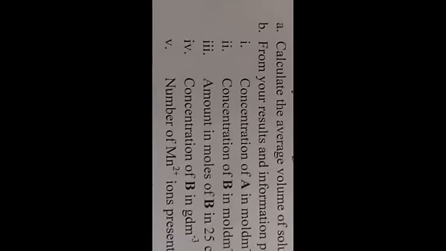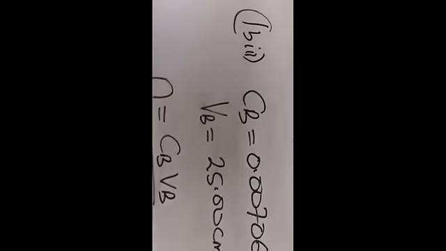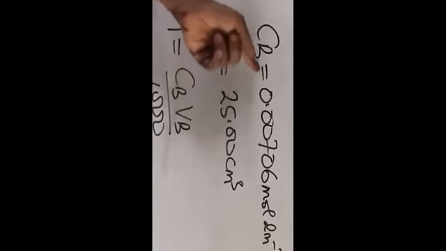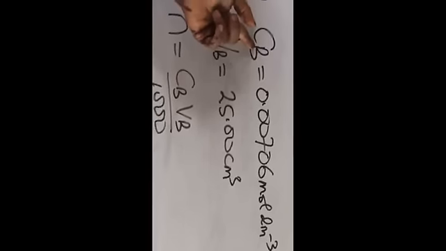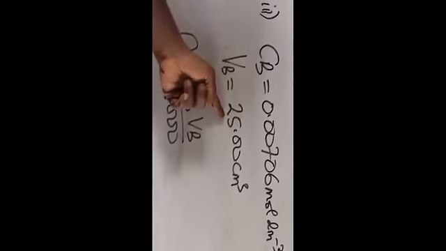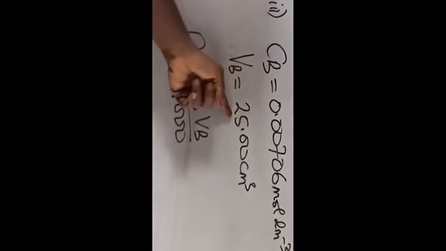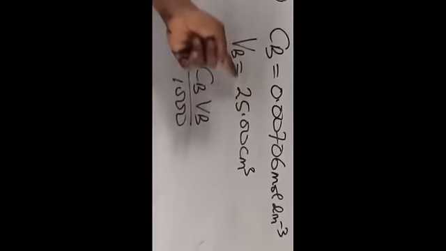We now go to question 1B triple I that says amount in moles of B. We should calculate the amount in moles of B in 25 cm cube of solution B. Looking for the amount in moles of the iron 2 sulfate in 25 cm cube of the solution. Remember, the 25 cm cube represents the volume of B used.